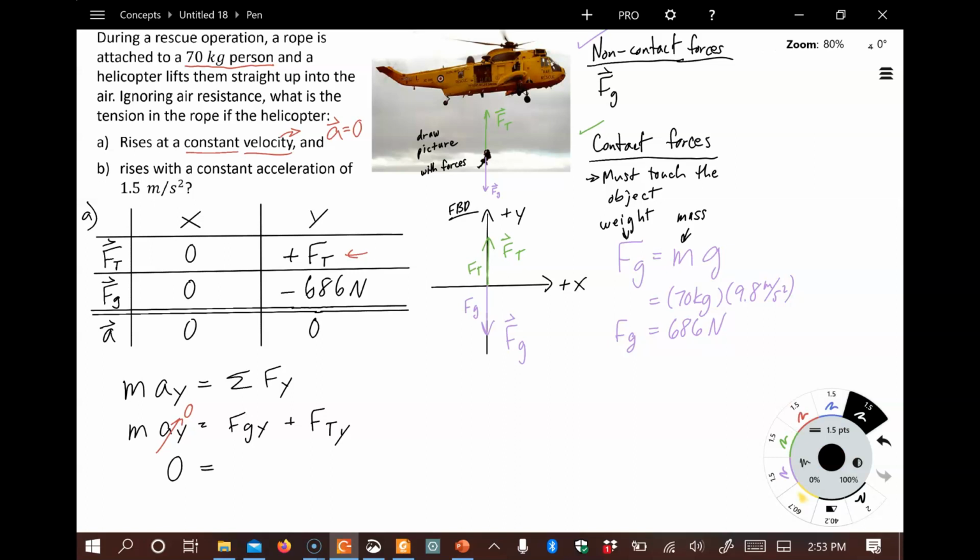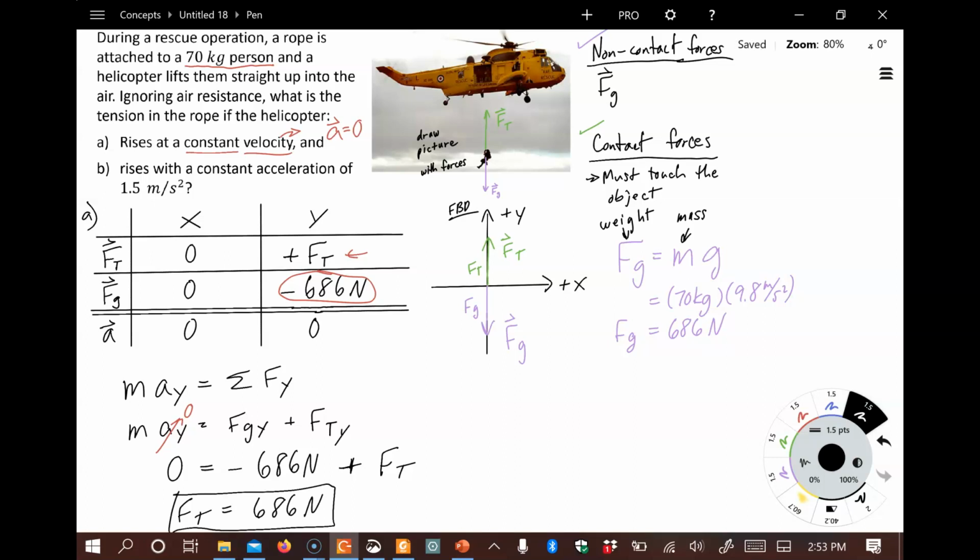Fgy, that's this number right here. Plug that in. So we've got minus 686 newtons plus Fty. We don't know what that is, but we know that it's equal to the positive magnitude Ft. And if we solve for Ft with some algebra, we'll come up with an answer. It's equal to 686 newtons. And so in part A, there is our answer.